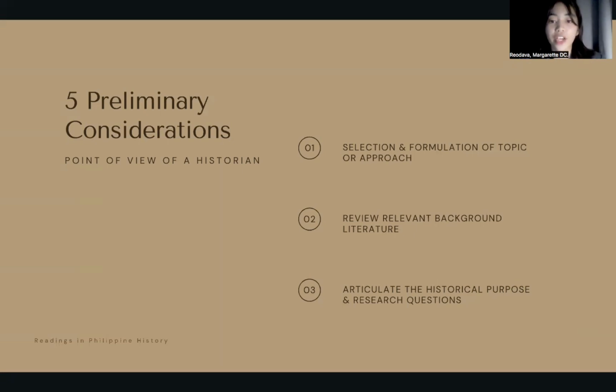First, we have here the selection and formulation of topic or approach. This is the first and foremost fundamental stage in conducting research. Dito, kung ano man yung magiging topic na mabubuo natin, it will determine kung ano yung magiging methods at kung ano yung magiging approach ng research paper natin. So there are 3 systematic factors that should be taken into account when selecting a topic.